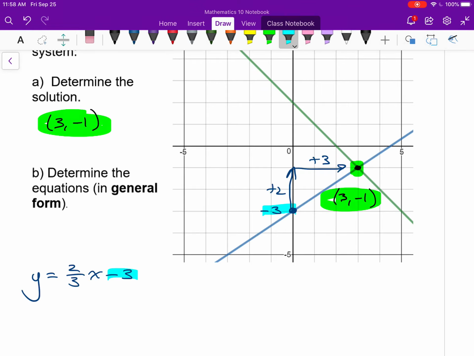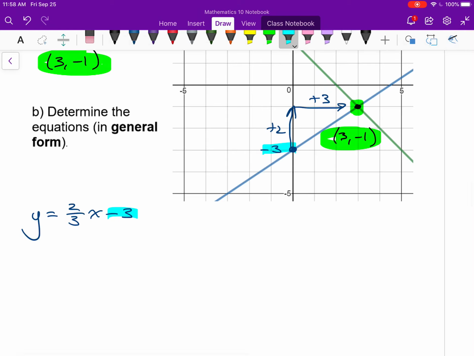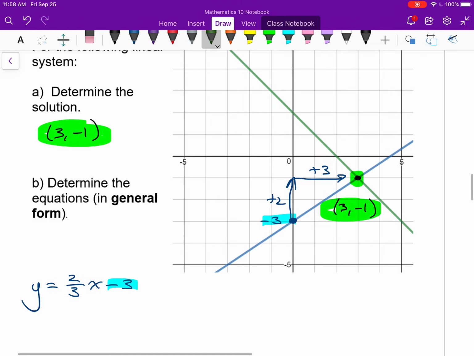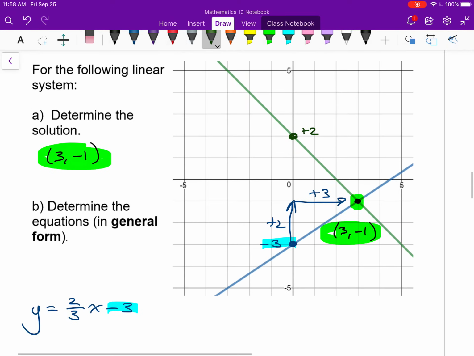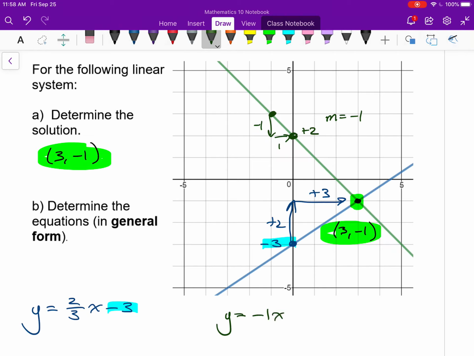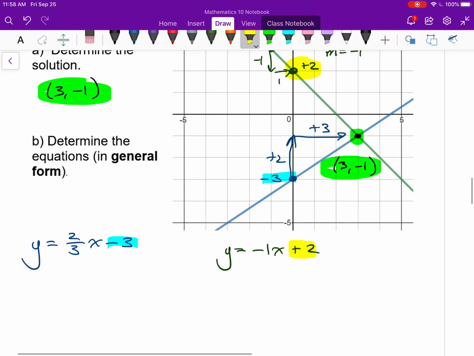All right, so let me do the exact same thing for the line in green up here. I can see the y-intercept is +2. And I just need to find the slope. I can see the slope is down 1 over 1. So the slope of the line in green is -1. Put it all together. The equation for the line in green must be y equals -1 times x plus 2. So I have my equations in slope-intercept form.